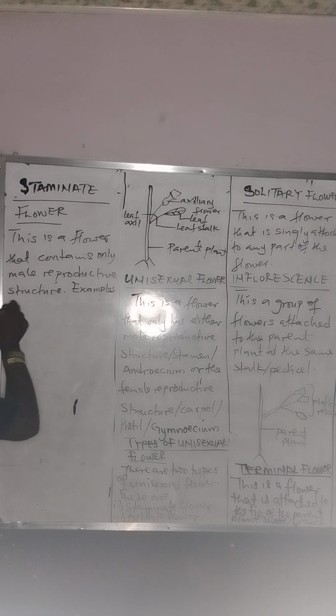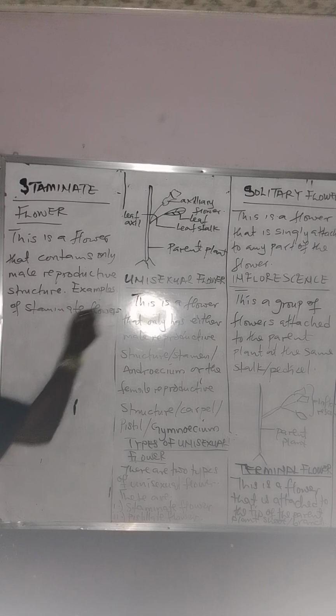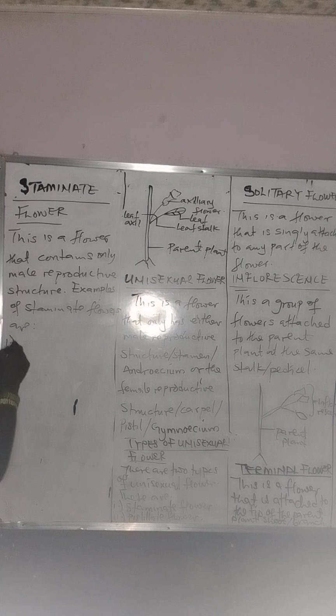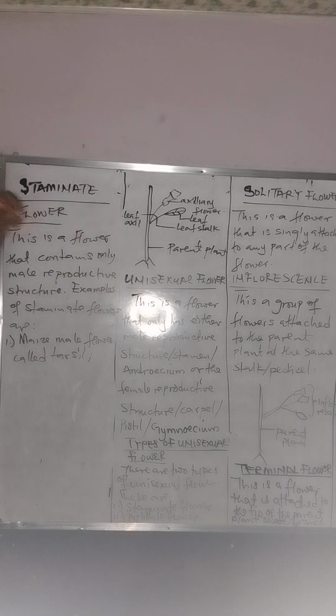Examples of staminate flower are, number one, the male flower of maize, called the tassel. You have been seeing this one. When a maize plant grows, at the tip, you begin to see some dusty flowers, some spikelets on top. That is the male flower.